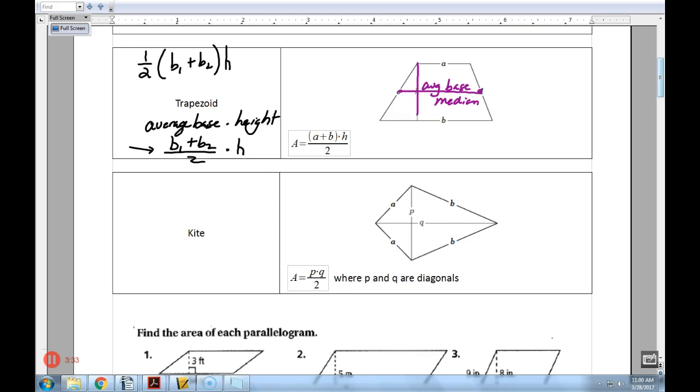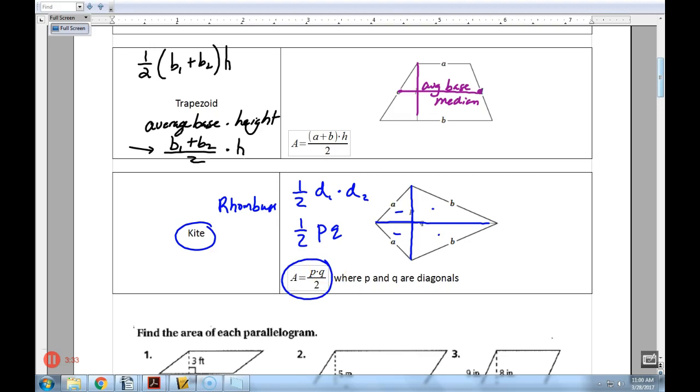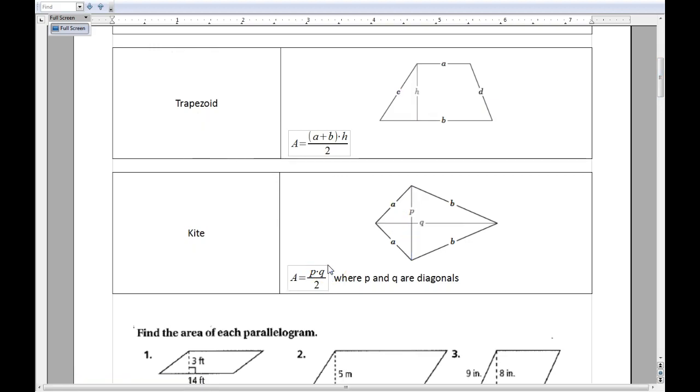I'm just going to say that a kite is the same as a rhombus. The kite has the same formula as a rhombus. Now if you wanted to, you could find the area of this big triangle and double it, and then find the area of this triangle and double it, and find all four separately. Or you can just do the 1/2 diagonal times diagonal. You know, so in this case, Q is this diagonal, P is this diagonal, so 1/2 PQ. Or this bottom one, P times Q divided by 2. They all kind of do the same thing. All right, so let's put all this into play and let's get after some questions here.